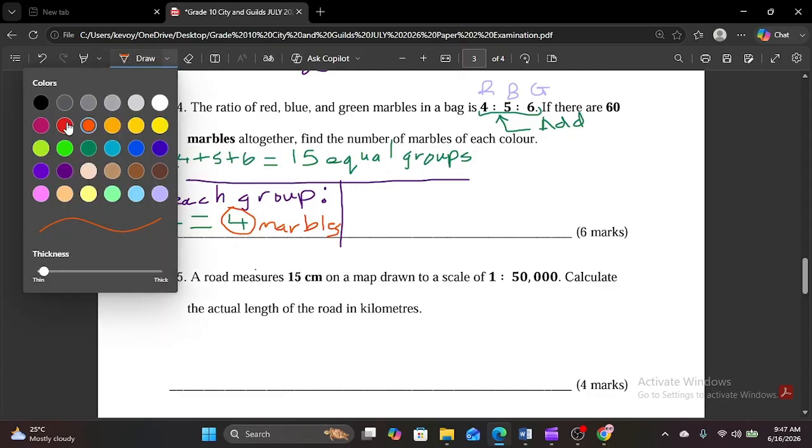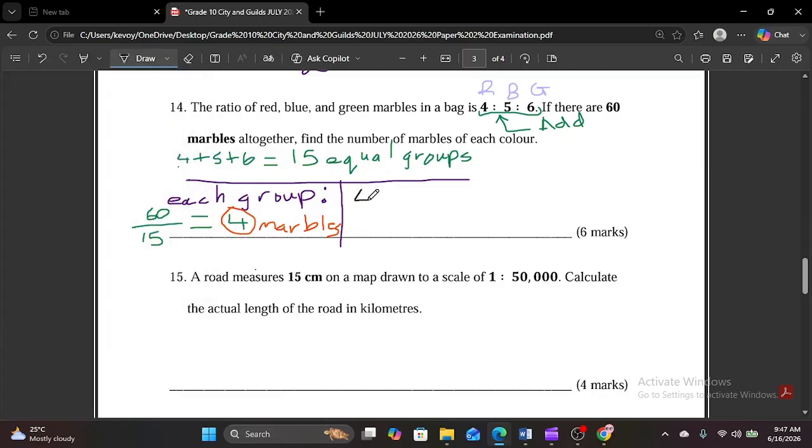So if each group is going to have 4 marbles and there are 15 groups, the person who takes 4 out of the 15 groups, out of all the 15 groups, we took 4. So that's going to be equal to 4 times 4, and that's going to be equal to 16. So there are 16 marbles for this person. This person has 16 marbles because he took 4 out of the 15 groups.